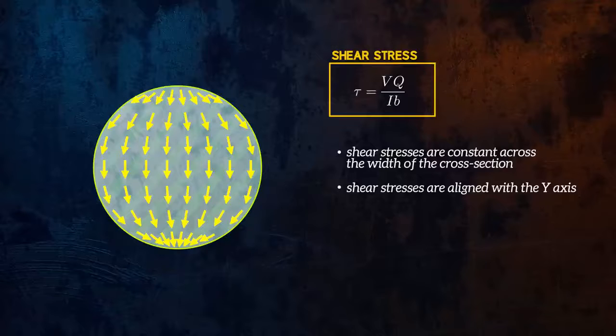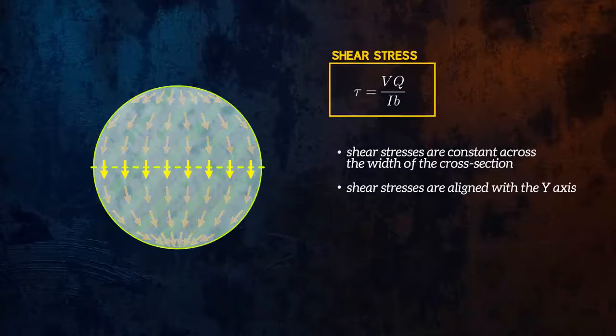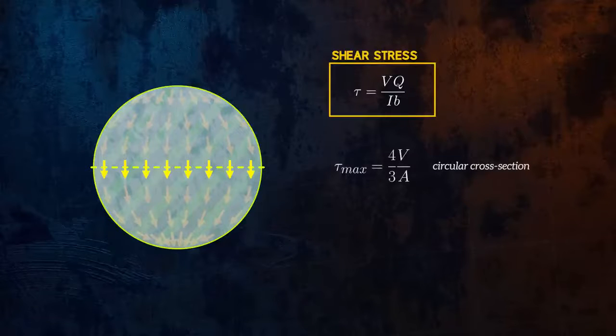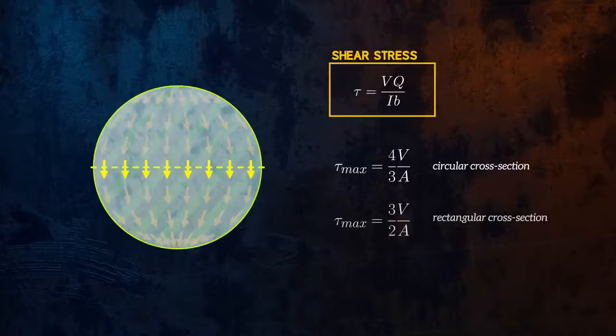But we can still use it to estimate the shear stresses at the neutral axis, because the shear stresses there are aligned with the y-axis. The equation for shear stress at the neutral axis in a circular cross-section is similar to the equation for a rectangular section, where we have the average shear stress V over A multiplied by a constant. The constant is 4 over 3 for a circular cross-section and 3 over 2 for a rectangular one.